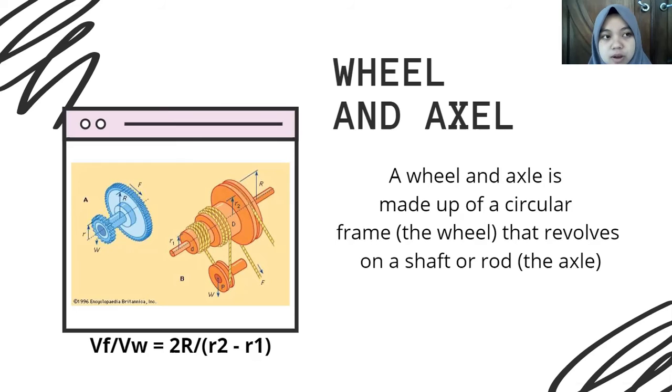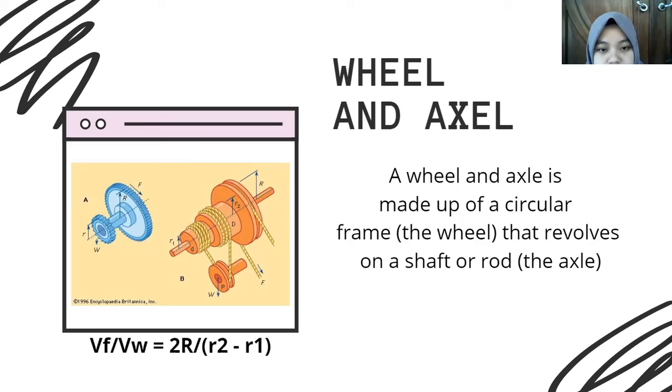The next type of simple machine is wheel and axle. A wheel and axle is made up of a circular frame, or we can call it the wheel, that revolves on a shaft or rod, or we can call it the axle. In its earliest form it was probably used for raising weights or water buckets from wells.